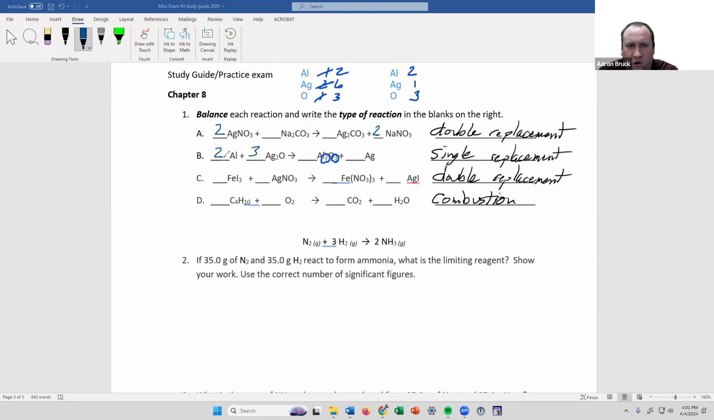Well, in doing those steps, I've balanced the aluminum. I've balanced the oxygen. The only thing I haven't balanced is the silver. To balance the silver, I need a 6 right there. Now turn that into a 6, and now everything's all balanced out.